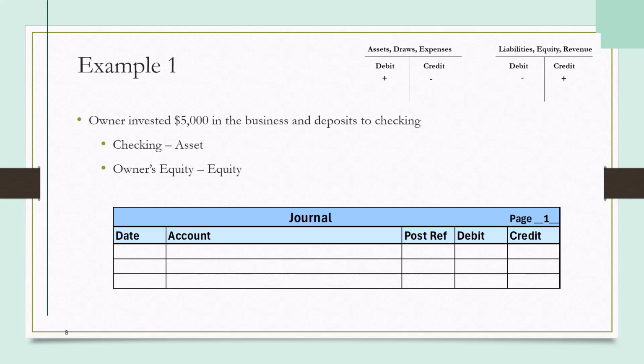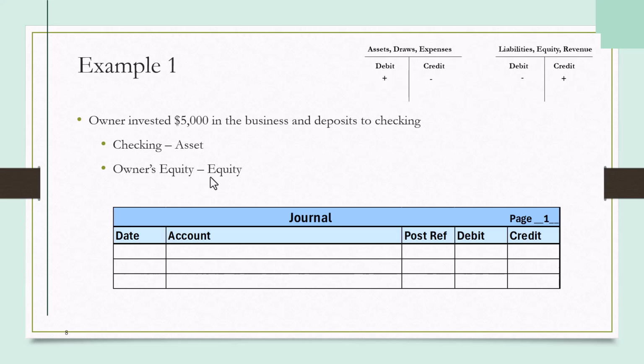And this is the first example. The owner invested $5,000 in the business and deposits the money to checking. So two things are affected here. The checking account will be affected, and the owner's equity account would be affected. So the checking account is an asset, and I put that in here, and owner's equity would be an equity account. If they're depositing money into the checking account of the business, that's going to add to checking. So if we're adding to an asset, we can see here that we would debit the checking account.